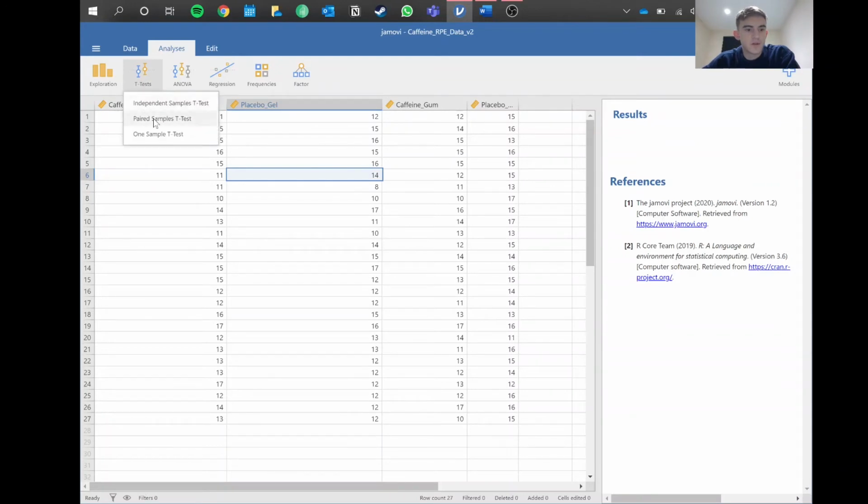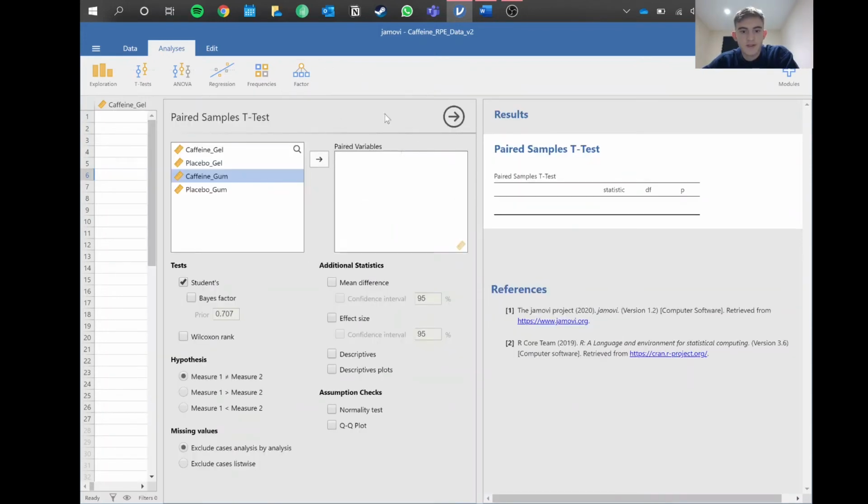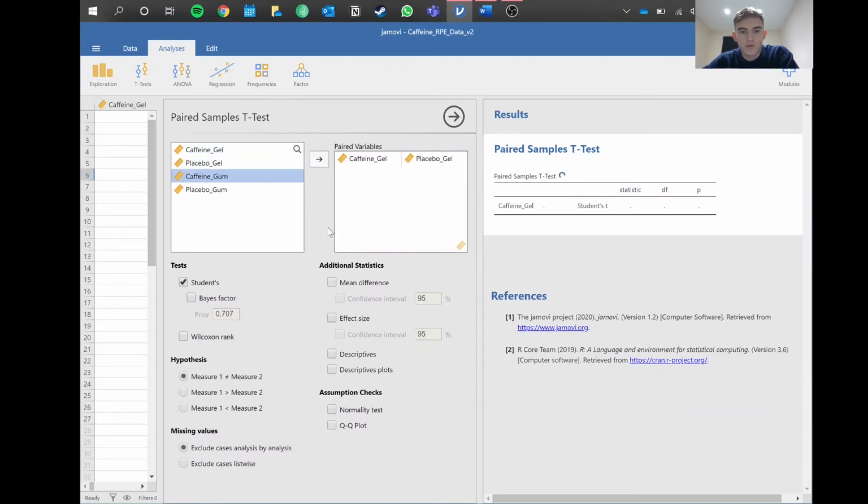So because we know this is a paired test, we go straight into it. Okay, so we've got this here. This is exactly the same as our test of independence. We do caffeine or whichever way around, but just make sure you read the question and know which one you're testing.